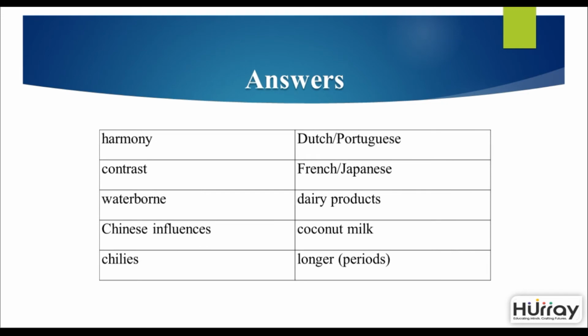Here are the answers. Harmony, contrast, waterborne, Chinese influences, chilies, Dutch or Portuguese, French, Japanese, dairy products, coconut milk, longer. The word periods is optional, both are acceptable, either longer or longer periods.